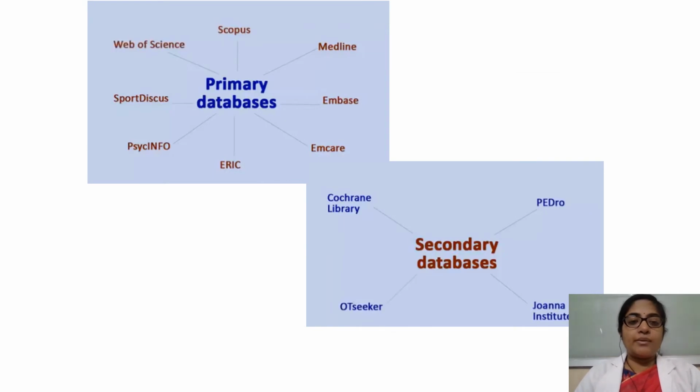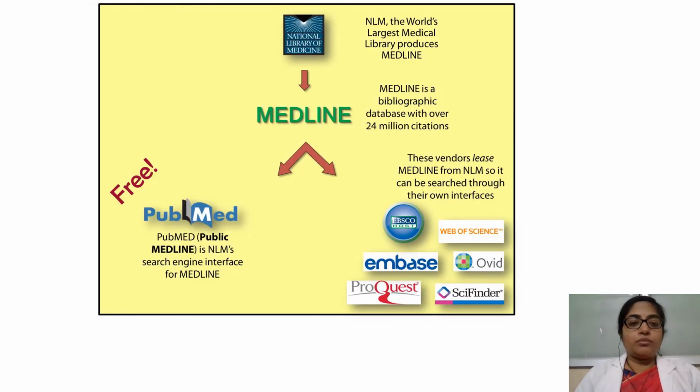Now talking about the databases, there are certain primary databases like Embase, Medline, Scopus, Web of Science, and so on. And there are secondary databases like Cochrane Library, PEDro, and Joanna Briggs Institute, etc. So let us talk something about Medline. NLM, the world's largest medical library, produces Medline. Medline is a bibliographic database with over 24 million citations. PubMed is NLM's search engine interface for Medline.